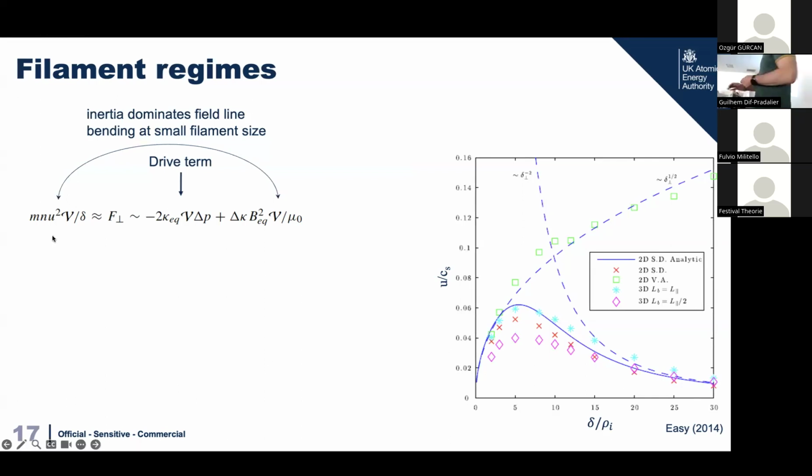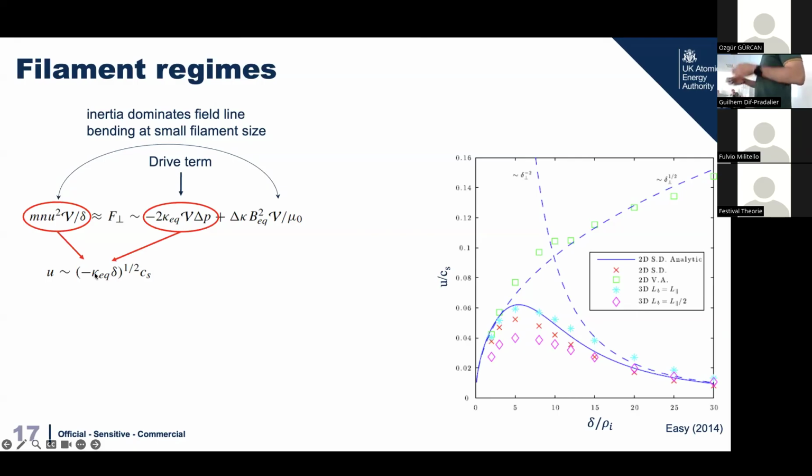And you can balance these two terms out and see when they matter. It turns out it depends fundamentally on the size of the filament. Then what we can do is look at asymptotic regimes. When I have small filaments, I just balance these two terms, the inertia and the drive interchange term, and I find an expression that tells me how the velocity of the filament, which was an essential element in the statistical framework, depends on plasma quantities: the sound speed, the curvature, and the size of the filament itself.